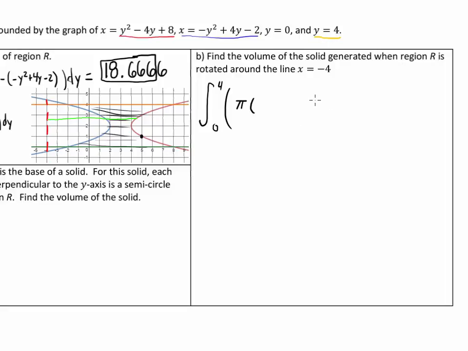So it's pi radius squared. And then the blue one, as it gets rotated around, I'm going to subtract the volume created by that one. So minus pi r squared. And this is with respect to y.